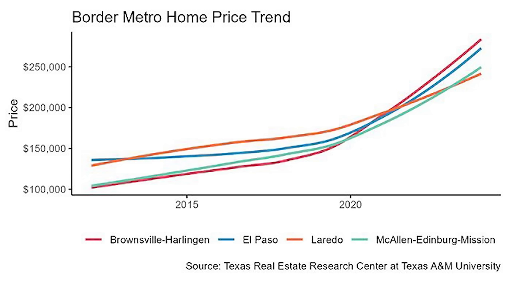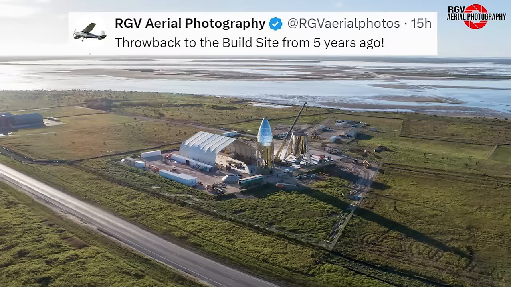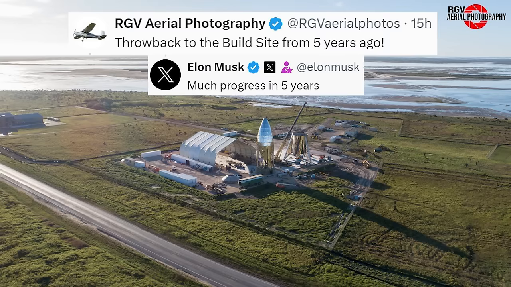That's exciting. And what I found interesting was that the average home price for houses in the Brownsville area historically was less than other border towns in Texas. But look at this. Brownsville is the red line. So since 2020 and Starbase's arrival, Brownsville's average home price has now trended above all the other Texas border towns for the first time. Wonder why that is. And just for a throwback here, we get the site from 5 years ago from RGV Aerial Photography. And Elon says, much progress in 5 years.